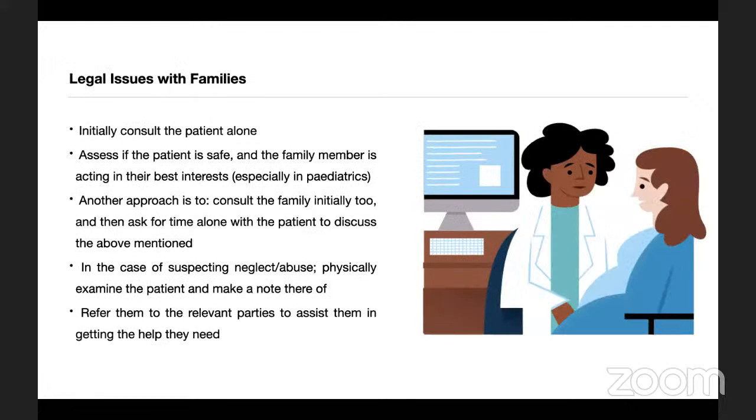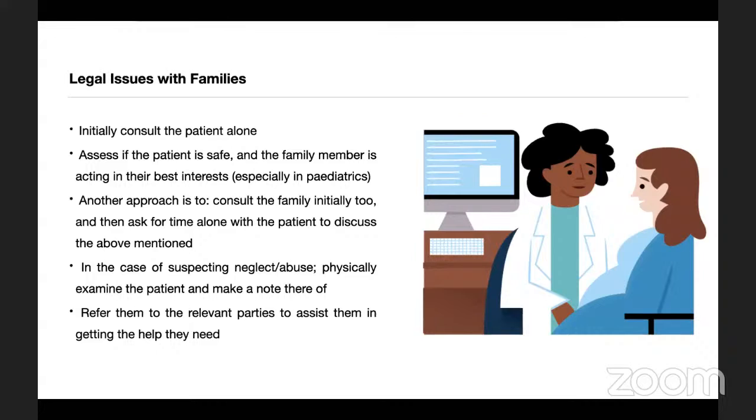Legal issues of families. As healthcare workers, we're aware of the very difficult family dynamics that happen on a daily basis. A way of alleviating this problem from surfacing during a consultation, which may lead to uncomfortable patients and unfavorable outcomes, is to perhaps have a screening tool available. Initially, consult the patient alone. This gives the patient an opportunity to let you know if they are in distress and if they are comfortable with having their family member present throughout the consultation.